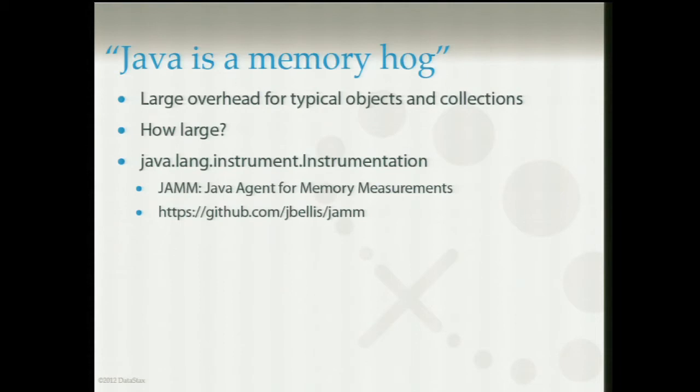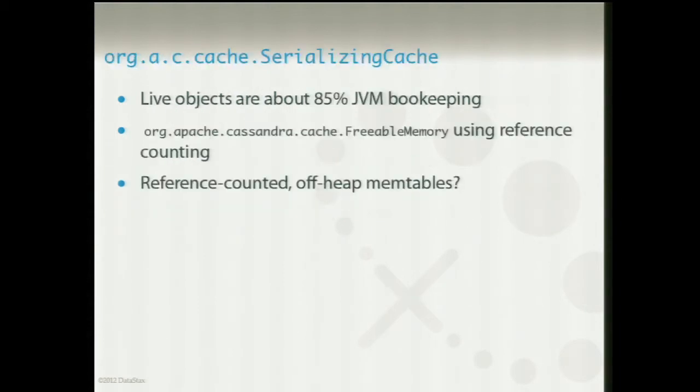So what we did with this Java agent for memory measurements and java.lang.instrumentation is we were able to now have the user tell us, use 2 gigabytes of my heap for memtables, and we can now actually go in and say, hey, memtable, how large are you really? And be able to flush at appropriate times before we get too close to the danger zone automatically. So that improved the experience a lot for sysadmins running Cassandra.